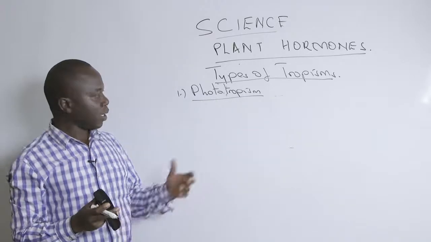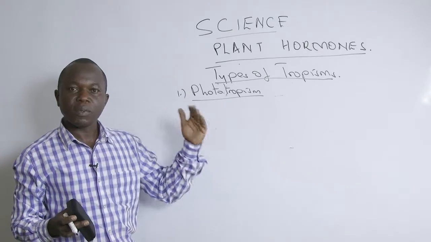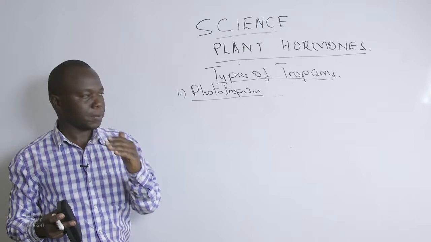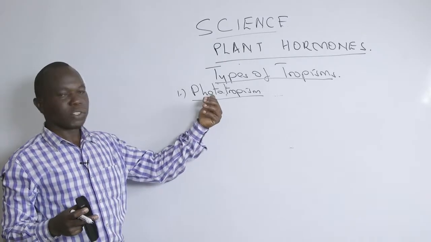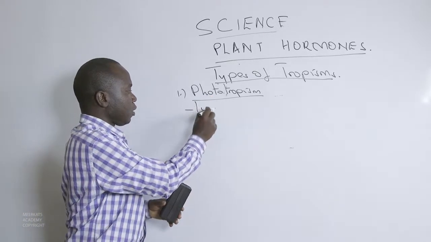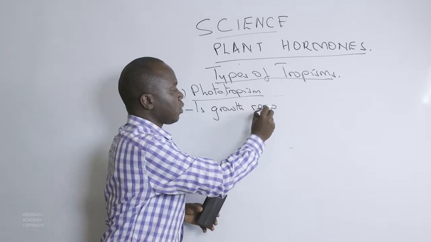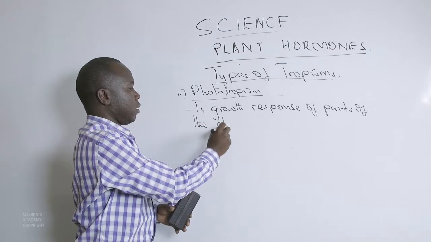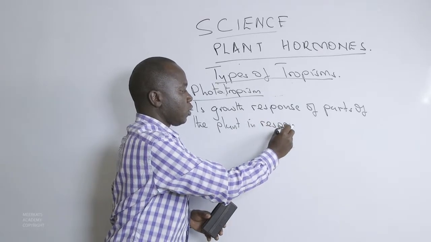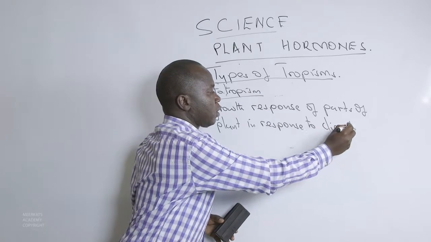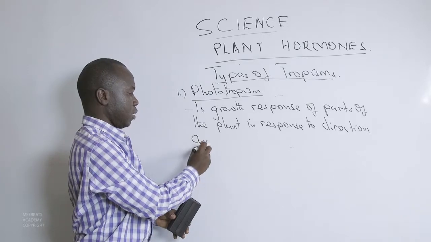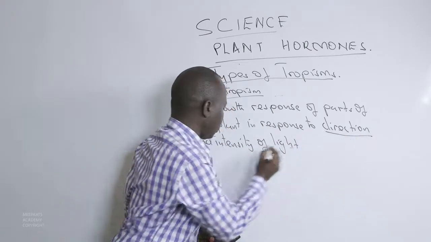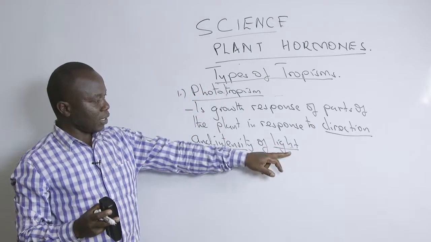From what we have mentioned, we can easily define phototropism. Tropism, we have said, is a growth response, growth movements of the parts of the plants, in response to an external stimulus. Our external stimulus in this case is light. So it is growth response of parts of the plants in response to direction and intensity of light. So the major stimulus there is light.